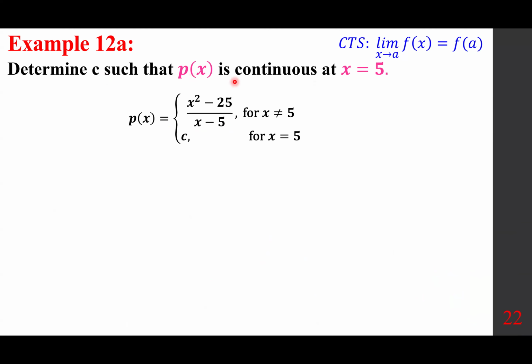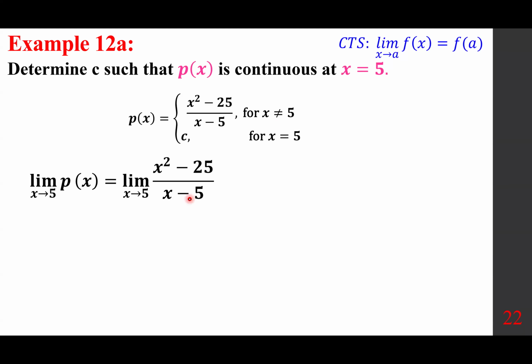Determine c such that p of x is continuous at x equals 5, where p of x is defined as a piecewise defined function: x squared minus 25 over x minus 5, for x not equal to 5, and it will be c for x equals 5. So we have to look at two things, the limit and a functional value. So we take the limit as x approaches a, in this case, x equals 5. So let's take the limit of p of x as x approaches 5, which means we're going to look at this piece, because this function is always the case when x is not equal to 5. And that's exactly what we use for the limit.